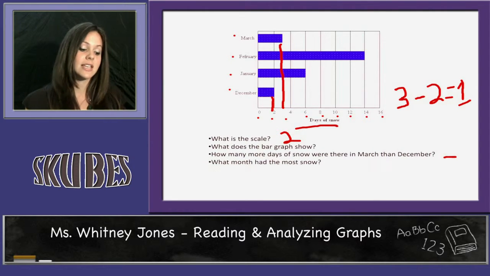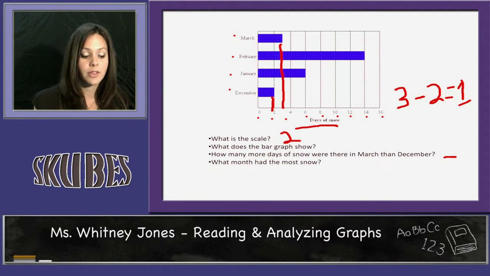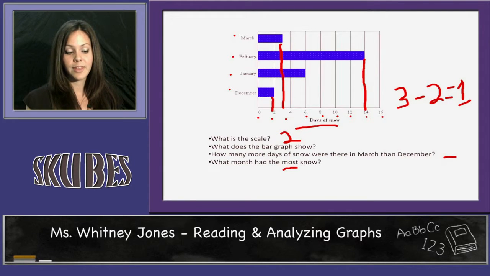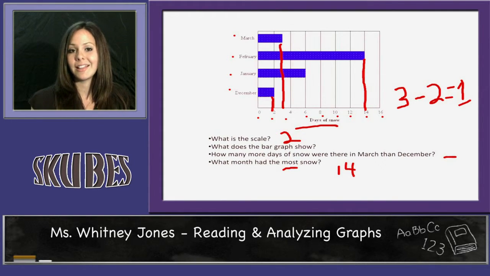The last question says, what month had the most snow? Whenever you see the word most, you're looking for the greatest number. Looking at this graph, we can tell that in February, the bar is the longest. There were a total number of 14 days of snow in February. Now that is our lesson on reading and analyzing graphs.